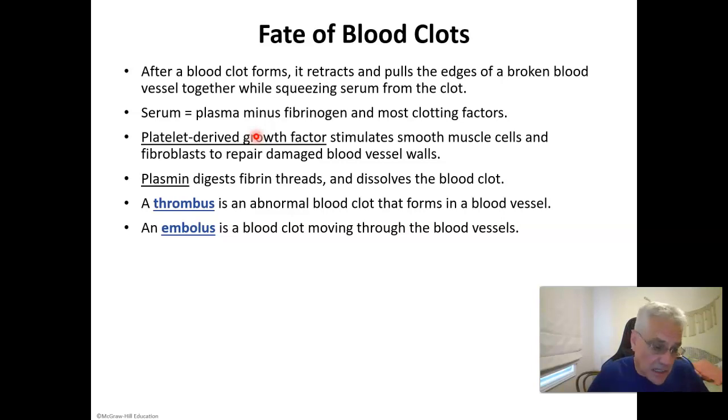So as things clot, as these proteins that are in your blood glom together and activate other proteins, they get involved in this process and they're removed from plasma. What's left over is something that's similar to plasma, but without the clotting factors. It's called serum.